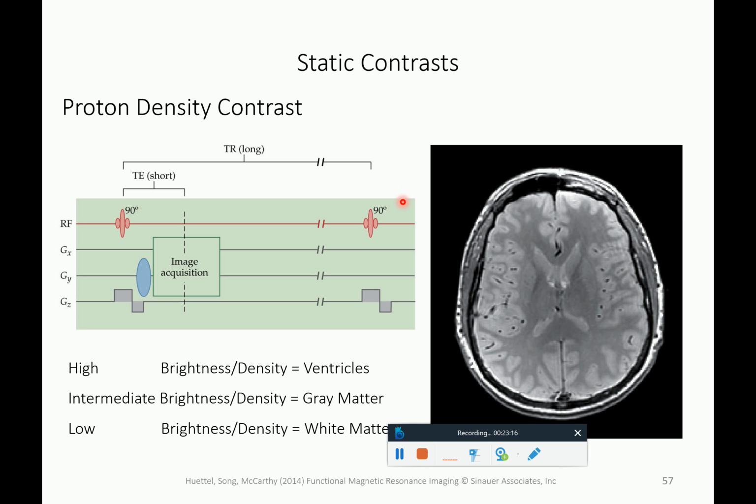This is then how the pictures look that show proton density contrast. You see that gray matter has more protons than white matter, and then the ventricles appear white, because there's a lot of water in them. It's just the image that you get from doing something like this. So that was proton density contrast.